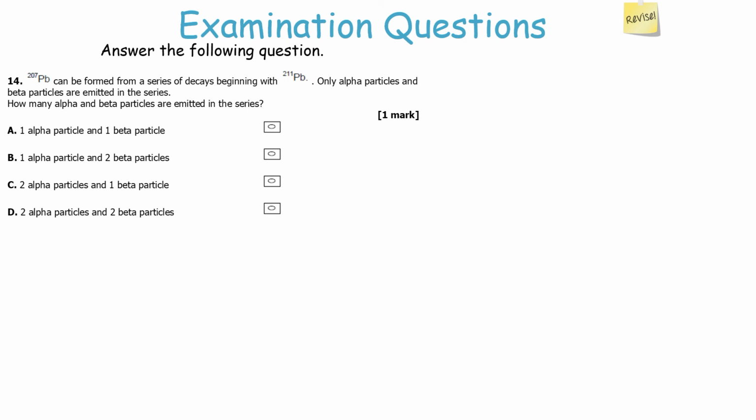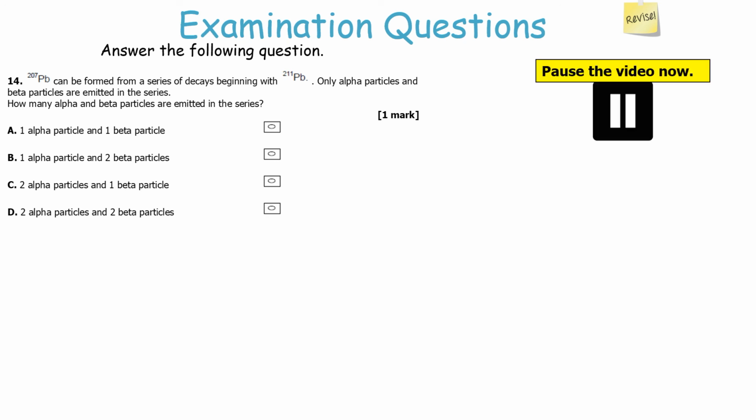Next one, 207 Pb can be formed from a series of decays beginning with 211 Pb. Only alpha particles and beta particles are emitted in the series. How many alpha particles and beta particles are emitted in this series? So pause the video now, then unpause the video when you want to go through the answer.